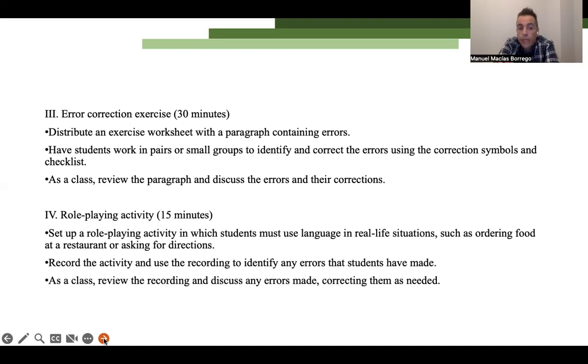Finally, we set a role-playing activity of approximately 15 minutes. In this role-playing activity, the students must use language in real-life situations, such as ordering food at a restaurant, asking for directions, or more complex situations. I usually record the activity, and I use the recording to identify errors that my students make. And again, as a class, we review the recording and discuss any errors made, correcting them as needed.